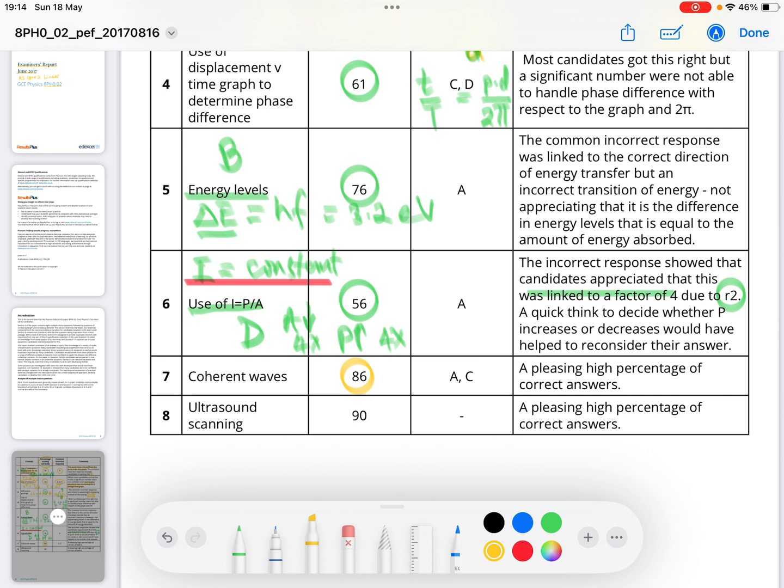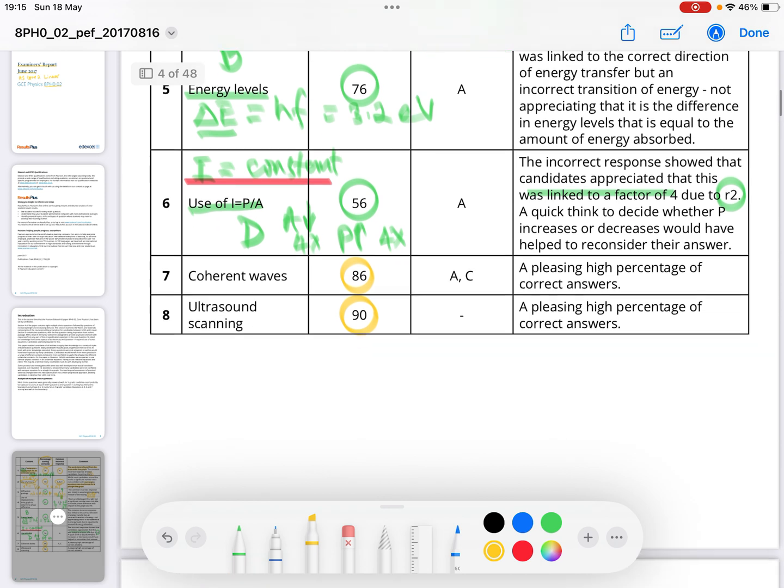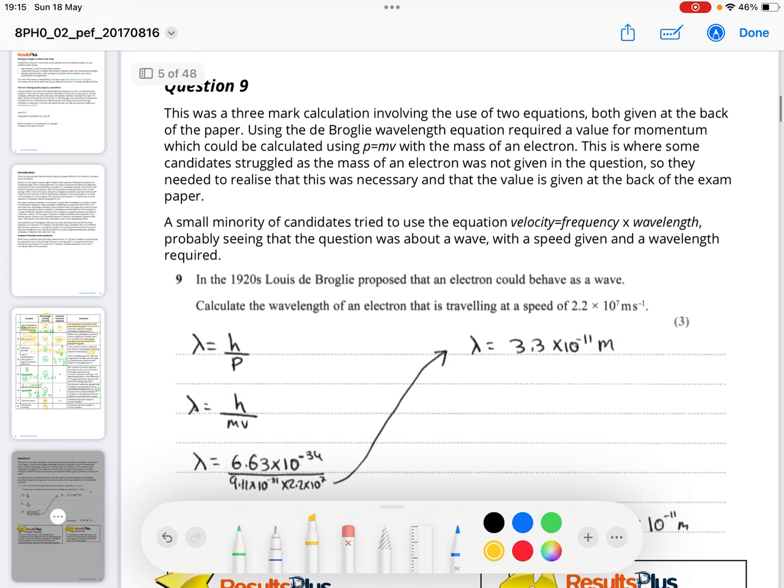And then the last bit is ultrasound scanning, and the question wants to know the reason why ultrasound waves are transmitted in pulses. Again, that's a very well answered question. 90% got it right, and the reason is the pulses have to be short enough so that they return before the next pulse is sent out. Okay, and that's a common question. So that's the multiple choice feedback.